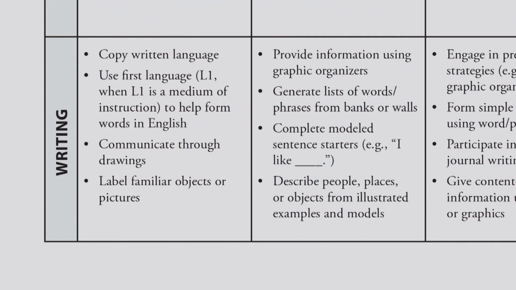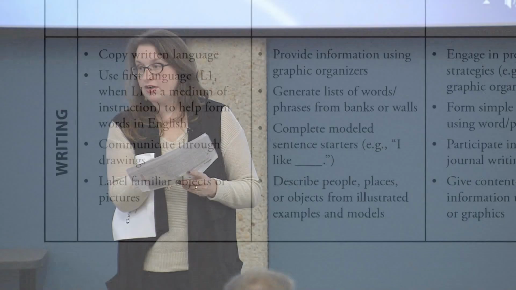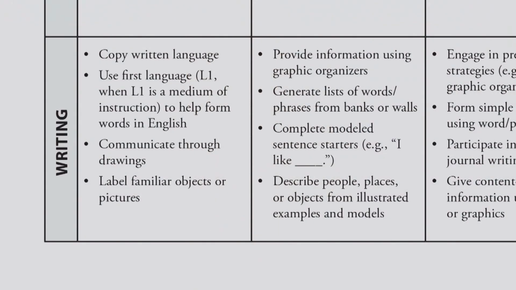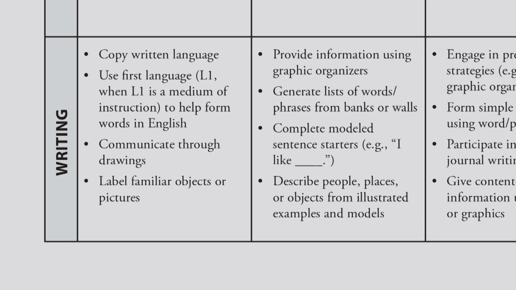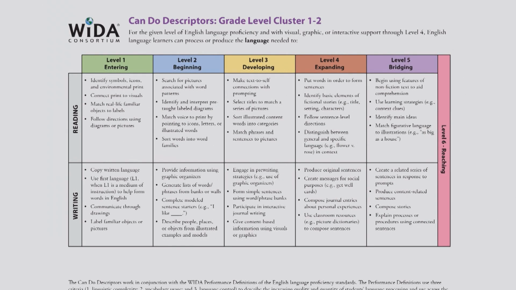So if you look at the writing, provide information using graphic organizers, they were able to do that based on their landmarks in Tennessee. That became a graphic organizer for them. List of words and phrases from banks or walls, we did that. Complete sentence starters, they could do that even whenever we broke it down, like talking about the tulip poplar, what it looked like based on pictures and research from there. And then they could describe the place that we were talking about. Okay, so that was level 2.